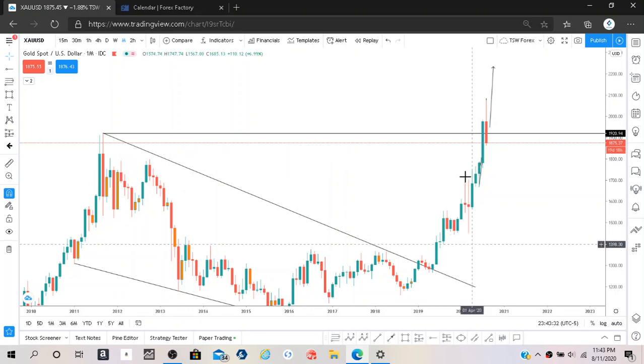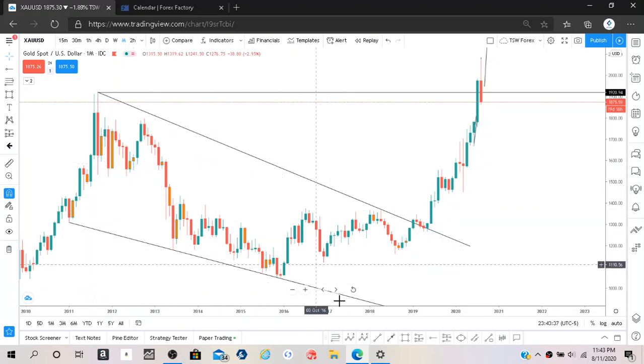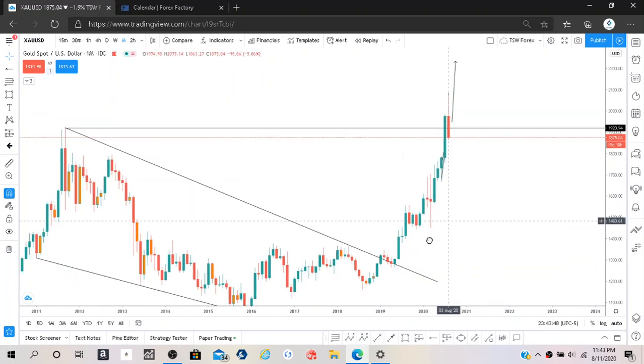So we saw that price was making some form of correction from that bullish movement up, and this is a monthly time frame, so this is happening over years. It made a low in 2015, and since that low in December of 2015, we see that price has always been in an uptrend since then.